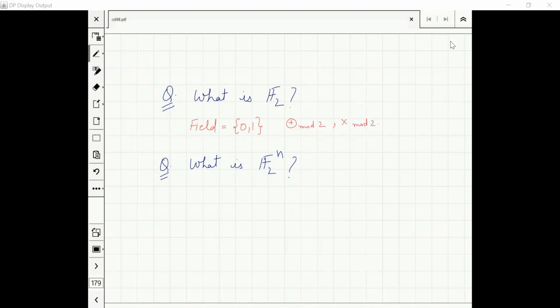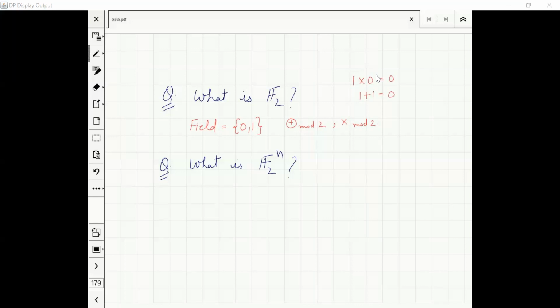Is there anyone here who is not familiar with F2? Please raise your hand. Okay, that's good. We know what the field F2 is, and this is mod 2 calculations. I'm sure all of you understand mod 2 calculations. For example, 1 multiplied by 0 is equal to 0, and 1 plus 1 is equal to 0. Right, very good. So this is clear to you.